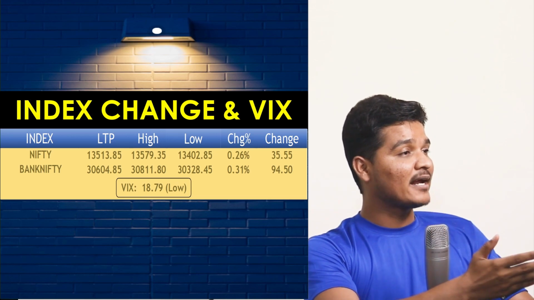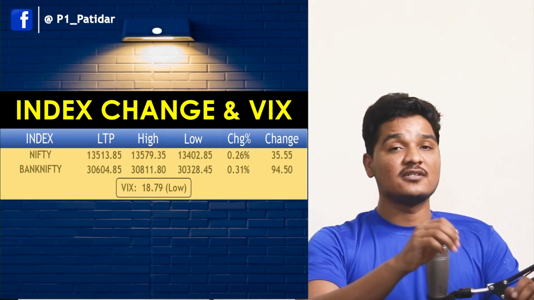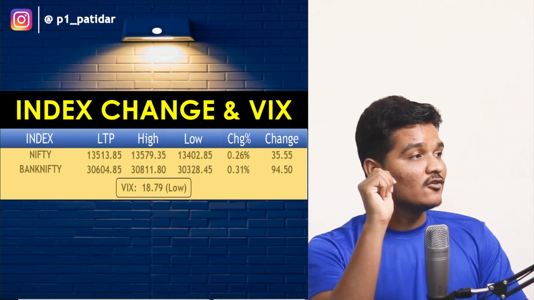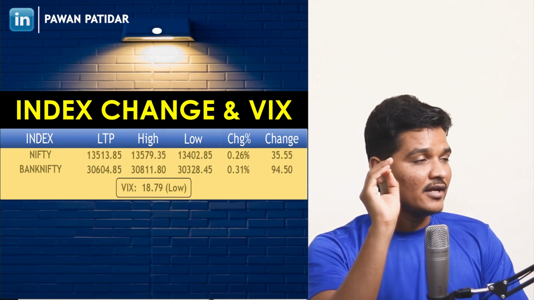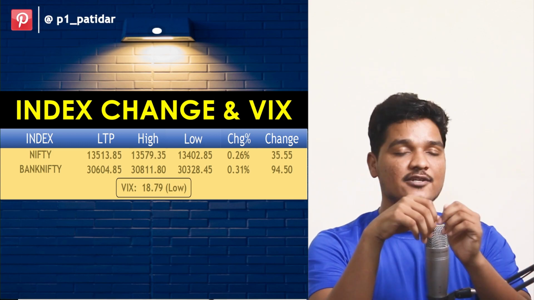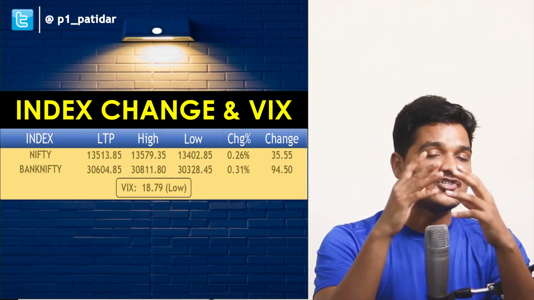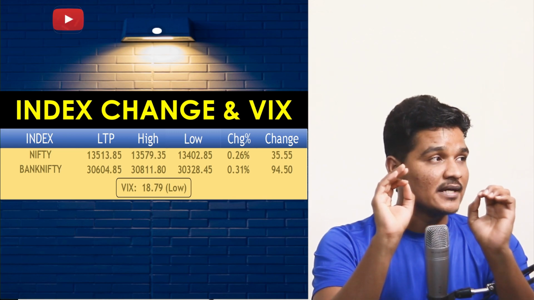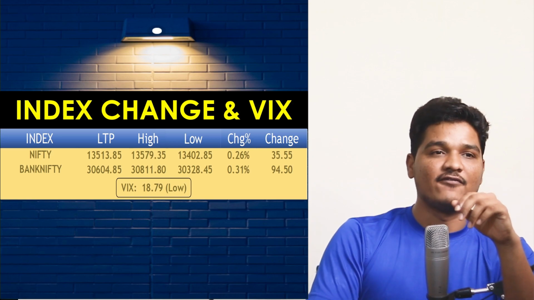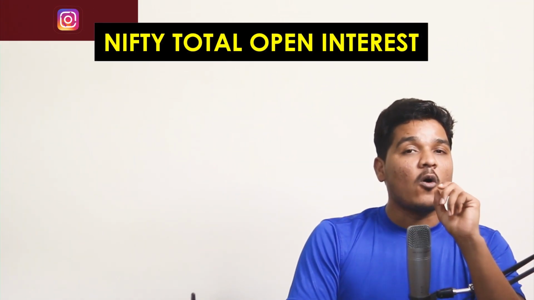If you see the BankNifty, it changed 94.5 points today. It has made a high of 30,811.80 and a low of 30,328.45. It changed 0.31% and it has ended at 30,604.85. Now let's move to the next, which is our Nifty open interest.